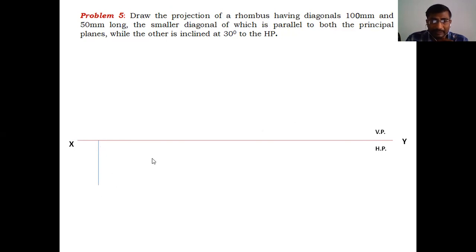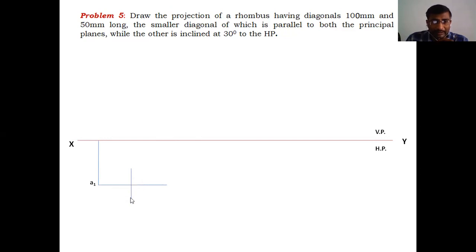On that perpendicular line, you have to locate the point A1 at some distance. Randomly locate the point A1. That is the first stage point of the rhombus, one of the corners of the rhombus in the first position. From that A1, draw a horizontal line parallel to the XY line, equal to the length of the longer diagonal, that is 100 mm long. This length is 100 mm.